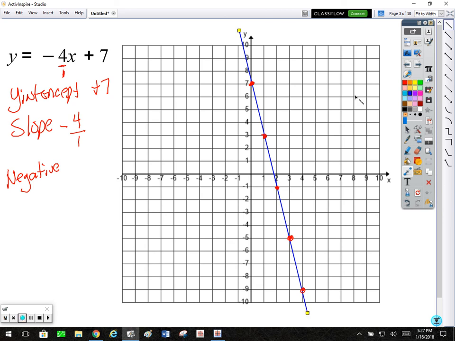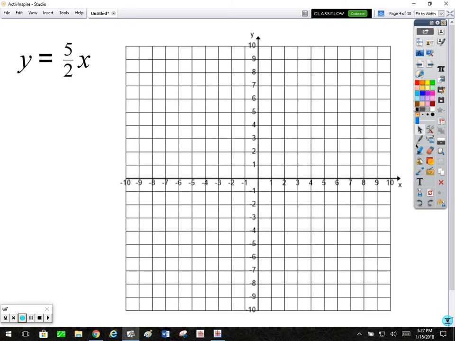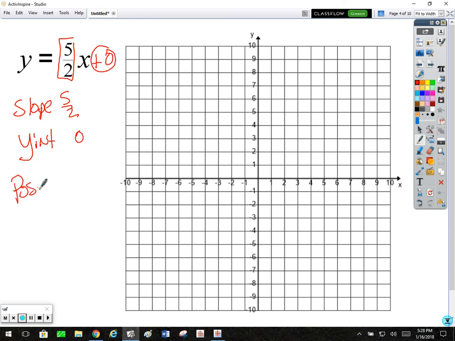All right, let's look at one more. I think there's two more. Here, if you look on this one, I have a slope, but I don't have a y-intercept. Well, if I don't tell you where to start, remember, if it doesn't tell you, then your y-intercept is going to be 0. So there's your y-intercept, and there's your slope. Your slope is going to be 5 over 2. Your y-intercept is going to be 0, and it should be a positive slope line since it's going uphill.